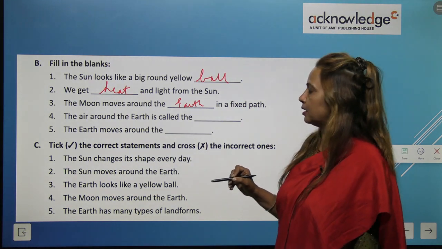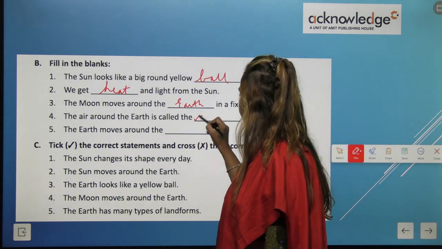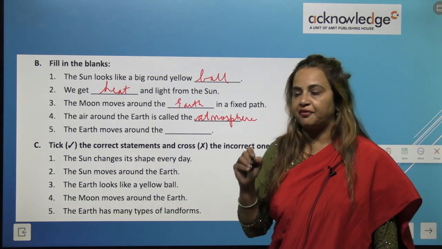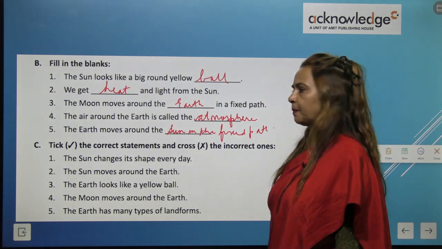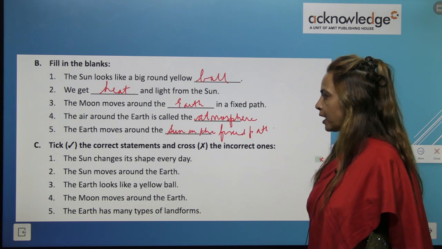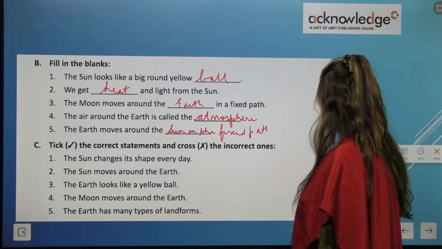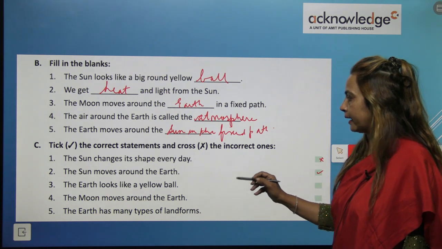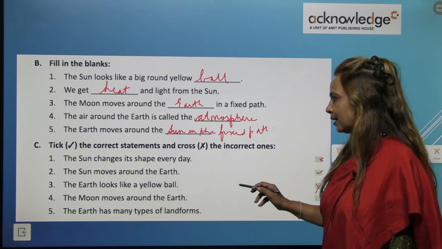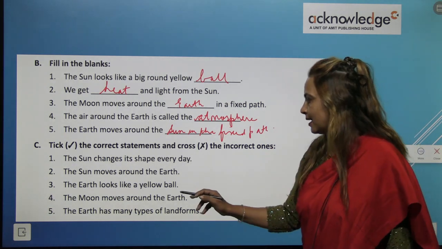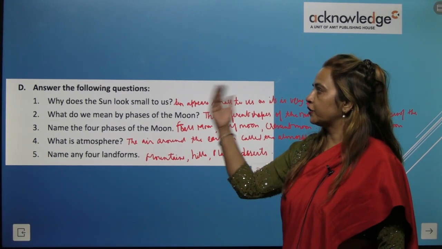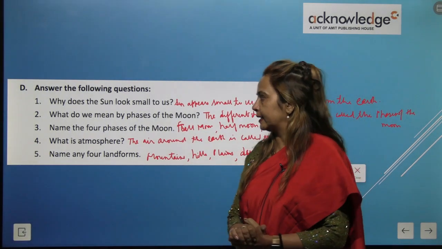The air around the earth is called the atmosphere. The earth moves around the sun in a fixed path. The sun changes its shape every day? No. The sun moves around the earth. The earth looks like a yellow ball? No. The moon moves around the earth? No. The earth has many types of landforms? Yes. Now children, come to the question answers of lesson 11.